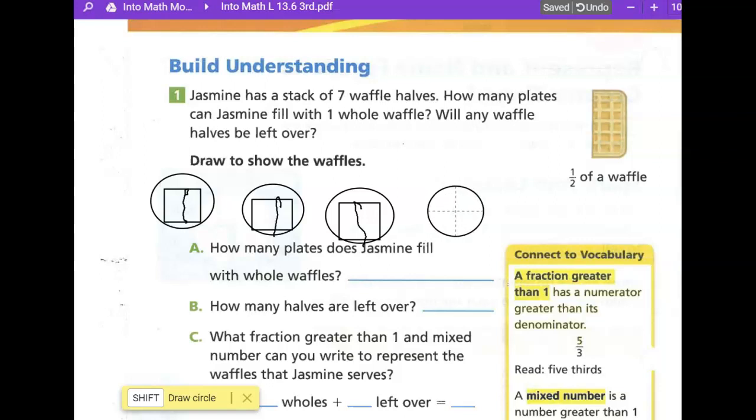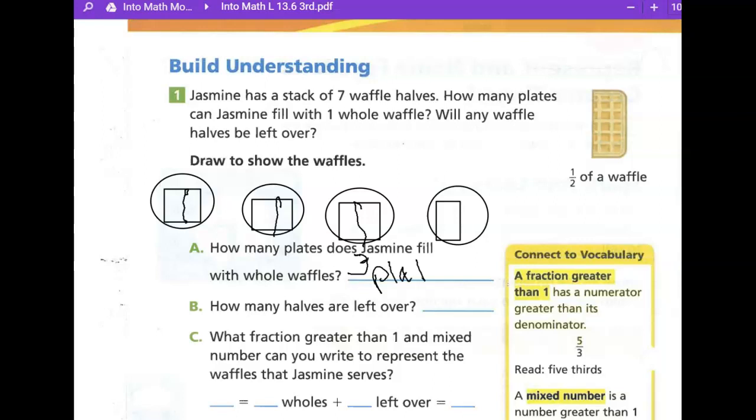If we have a whole waffle, that will be 8 pieces of waffle, and that's too many. So on this one, we just need half of a waffle. So how many plates does Jasmine fill with whole waffles? How many of the plates have 2 halves on them? Well, there are 3 plates that have a whole waffle.